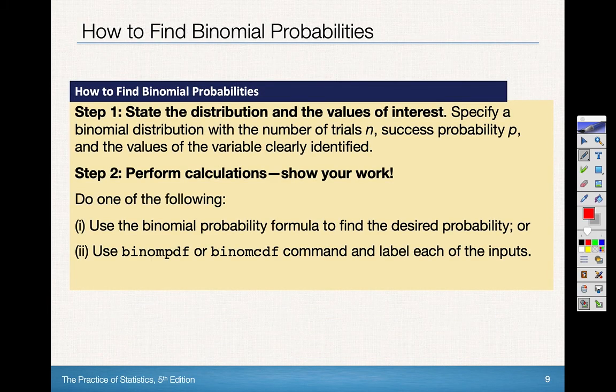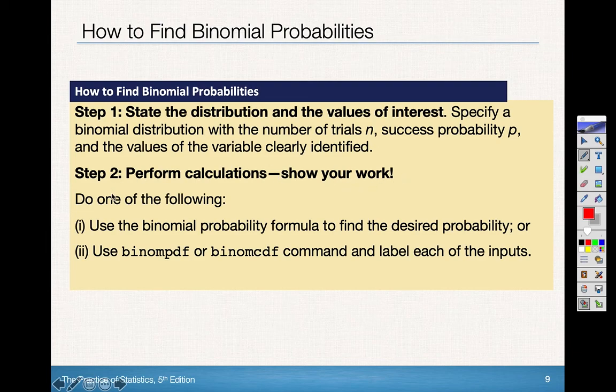So here is going to be our method for solving binomial probability problems. First, state the distribution and values of interest. Specify a binomial distribution with the number of trials, the success probability, and the value of the variable that you actually want, like 2 successes, 3 successes. Then perform the calculations and show work.